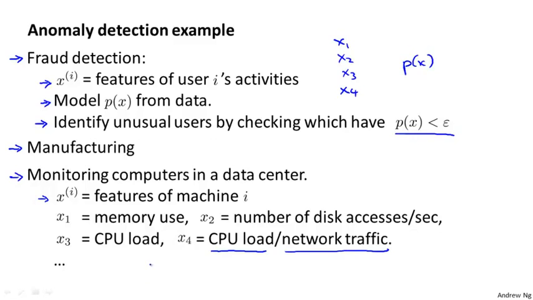Then, given a data set of how your computers in your data center usually behave, you can model the probability of X. So you can model the probability of these machines having different amounts of memory use, or probably of these machines having different numbers of disk accesses or different CPU loads and so on. And if you ever have a machine whose probability of X, P of X, is very small, then you know that machine is behaving unusually, and maybe that machine is about to go down, and you can flag that for review by a system administrator. And this is actually being used today by various data centers to watch out for unusual things happening on their machines. So that's anomaly detection.